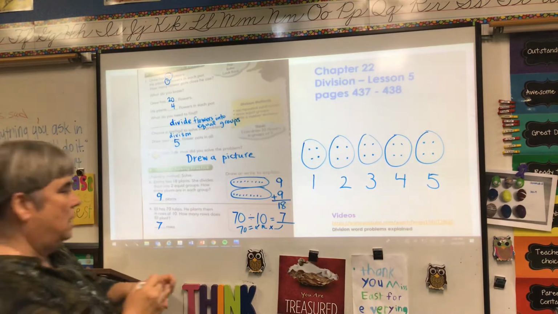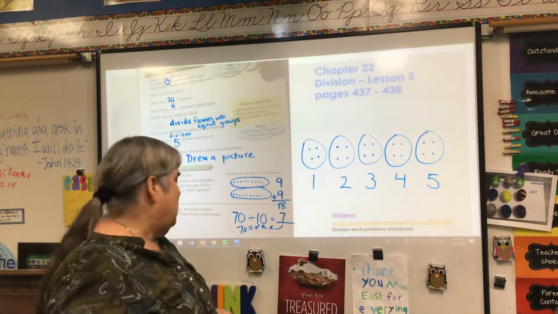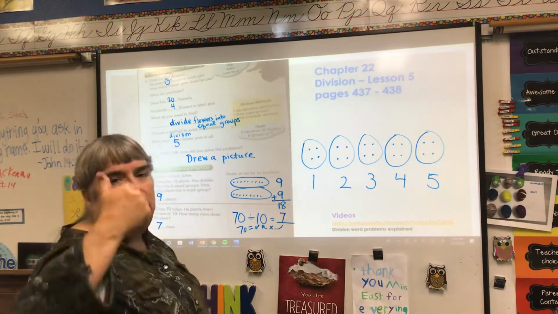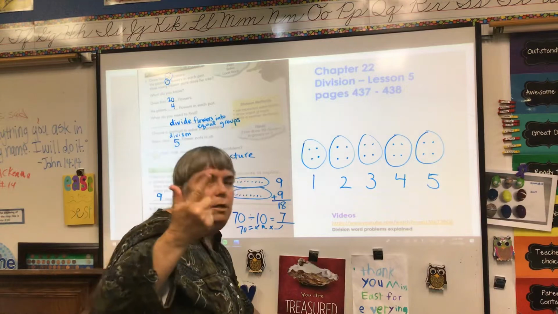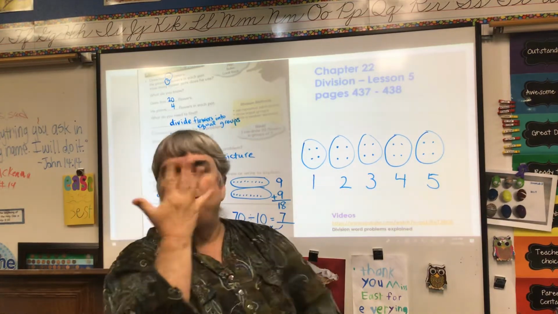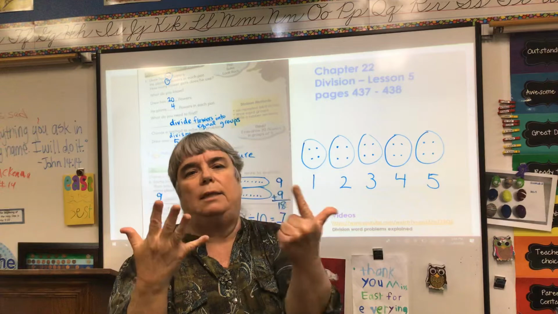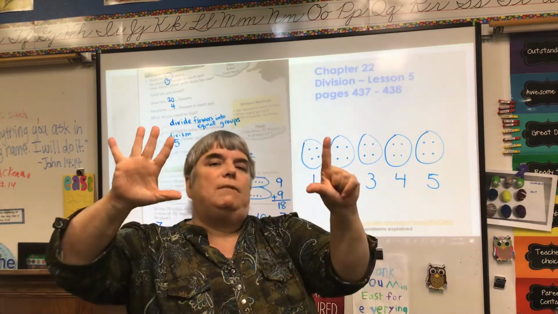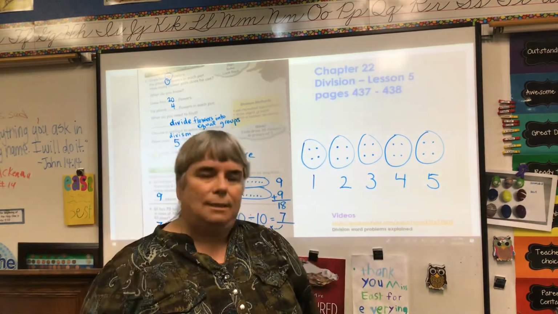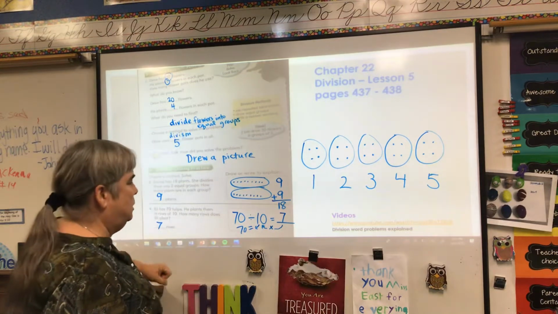Now I could also check by skip counting, and I could skip count by 10. 10, 20, 30, 40, 50, 60, 70. Okay, so I got up to my 70, and how many fingers are up? 7. So that's how I know my answer is 7.